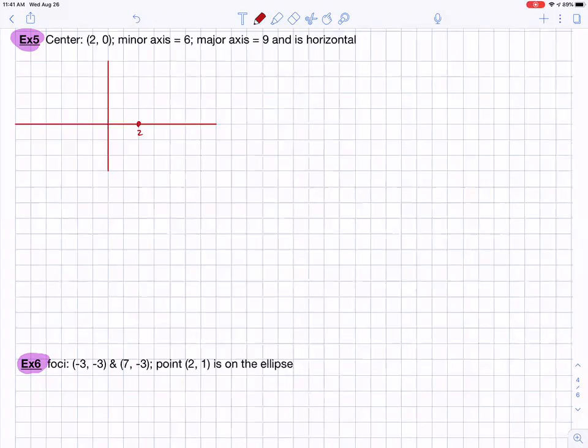The last piece says that the major axis, oh, here's something important. The major axis is horizontal. Okay? Pickle or Larry? Oh, it's a pickle. Okay? So I know then that from the center, I'm going to go right and I'm going to go left. This is going to be my major axis. Okay. So you've got H and K. That was given to you. What is your A value?